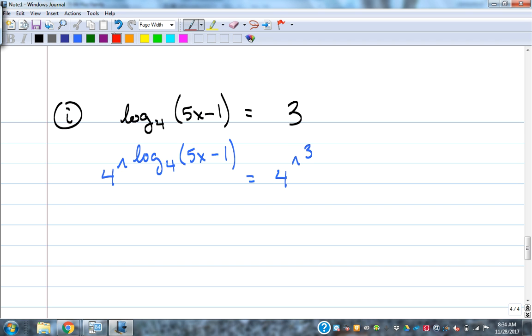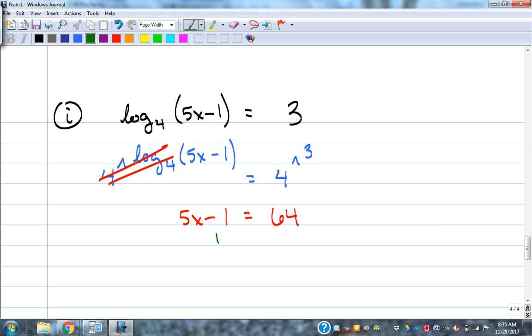What happens to the log base 4 and this base 4? It cancels out because it's a log base 4 and a base of 4. They cancel each other out, leaving us 5x minus 1. And then 4 to the third power. What is 4 to the third power? 64. It's a number, right? And now that's even easier. It's just a regular equation. Just get x by itself.